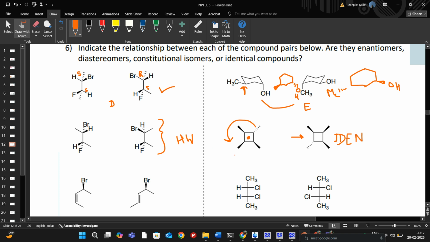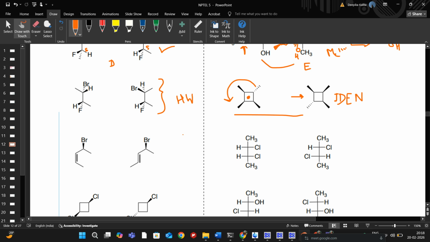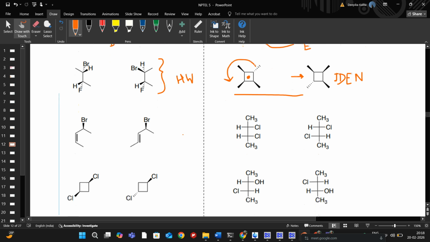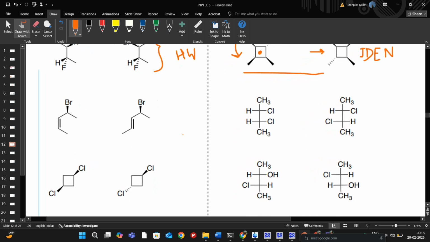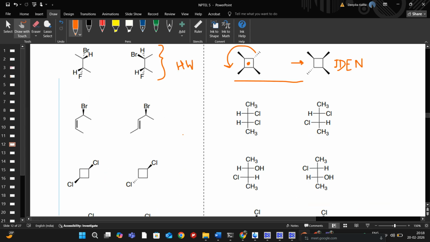Okay, so these two molecules given will be identical. Now we will move to the next pair of molecules. So in the next pair we have these two.